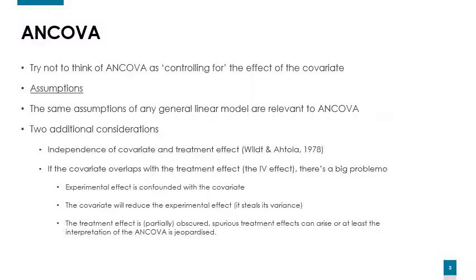Try not to get into the habit of thinking of ANCOVA as controlling for the covariate. That's a bit of a myth. The assumptions associated with ANCOVA are the same as with any general linear model. There are also some additional considerations, such as the independence of the covariate and the treatment effect. If the covariate overlaps with the treatment effect, there's a big problem. The experimental effect would be confounded with the covariate in that case, and the covariate would reduce the experimental effect. It's basically stealing some of its variance. And the treatment effect would be partially obscured. You could also end up with spurious treatment effects, or at the very simplest case, your interpretation of the ANOVA is really, really compromised.